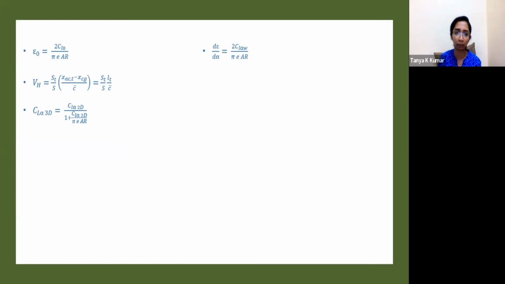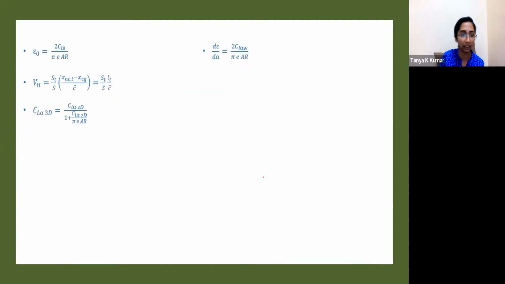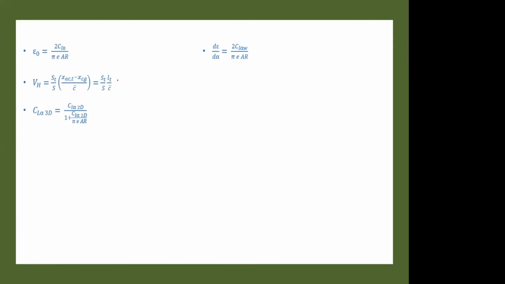So these epsilon naught and the slope give how the downwash affects the airflow at the tail. VH we have used in the previous formula. So this VH is the ratio, that is ST upon S and LT upon C. ST is the area of the tail, S is the area of the wing. LT is the moment arm of the tail.